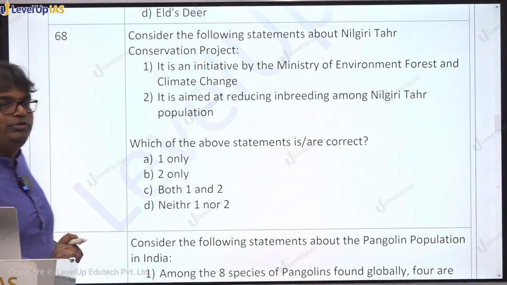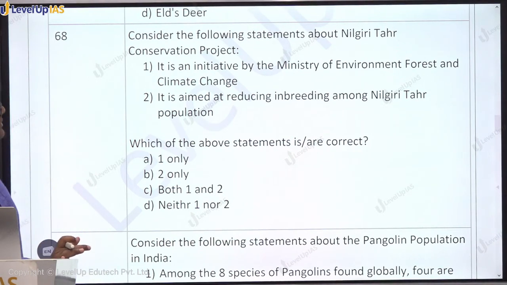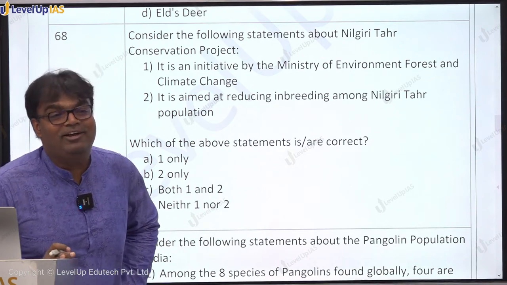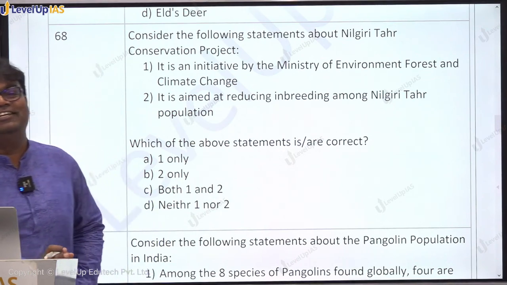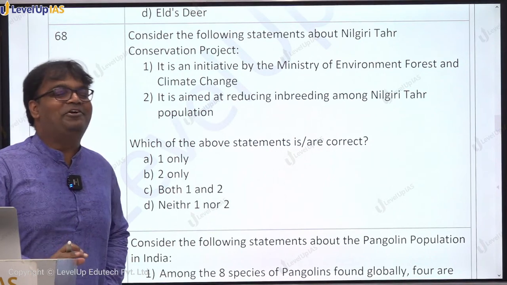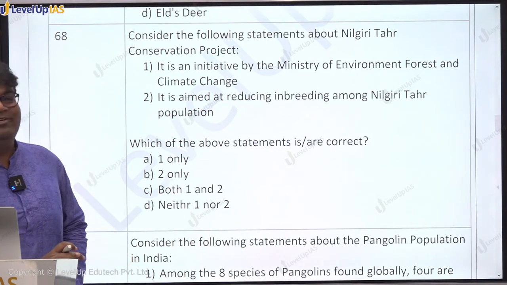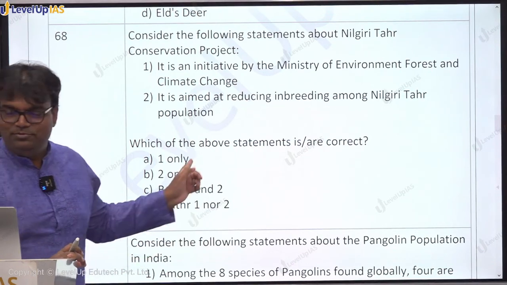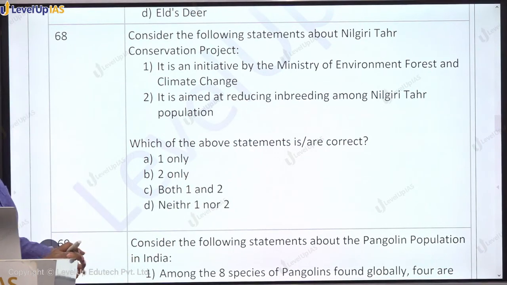Batai. Who's going to answer this? Dhyan nahi diya na padte time? It was launched by Tamil Nadu government, not ministry. And Nilgiri mein inbreeding is not a problem. They're focused on other aspects, not on inbreeding. Both are wrong here. Answer would be D here. 68, answer would be D.